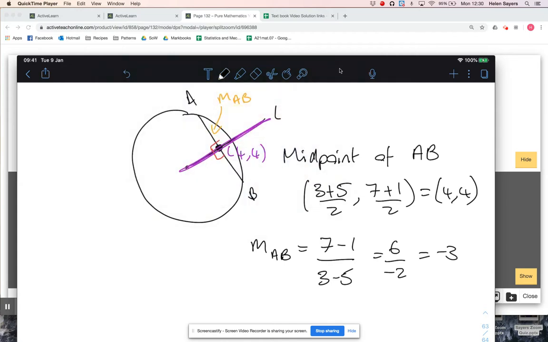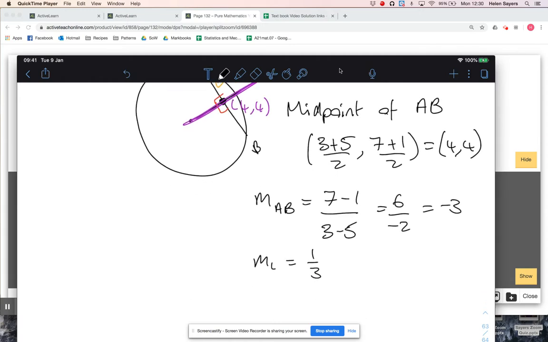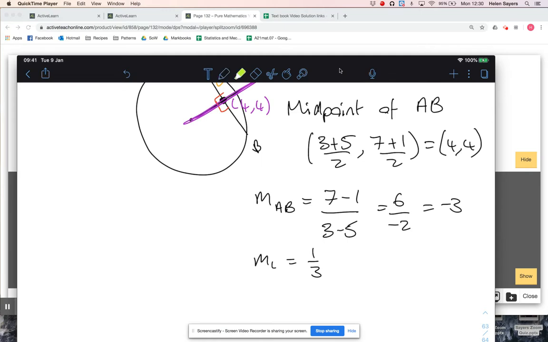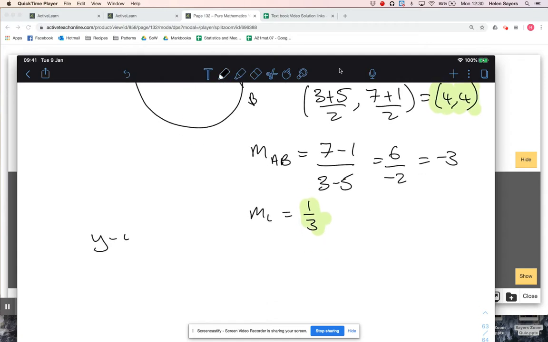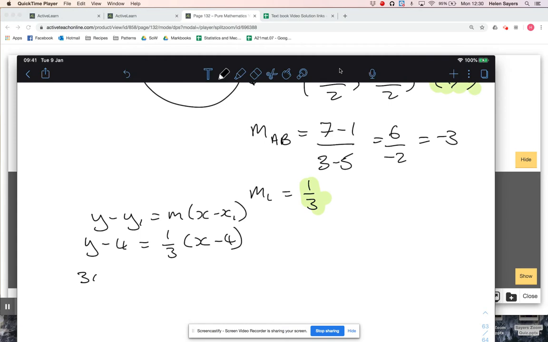We've already said that the gradient of line L is perpendicular to that, so we'll have a gradient of a third. So I've now got a point that line L goes through. I've got the gradient of line L, so we're good to go. I'm going to use y minus y1 is m times x minus x1, so y minus 4 is a third times x minus 4. I'm going to multiply it across by the 3, so it's a bit easier than multiplying through by a third, and then multiply those brackets through by 1.